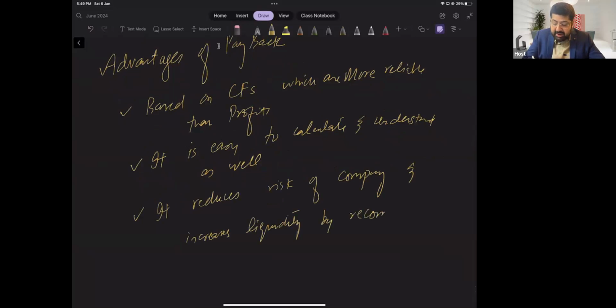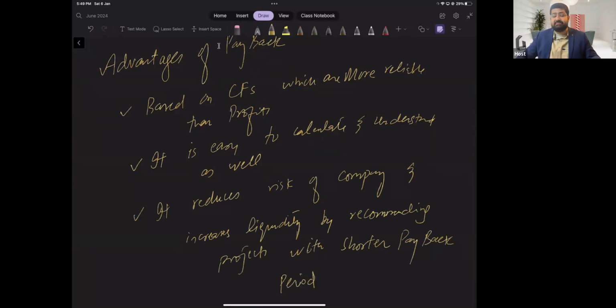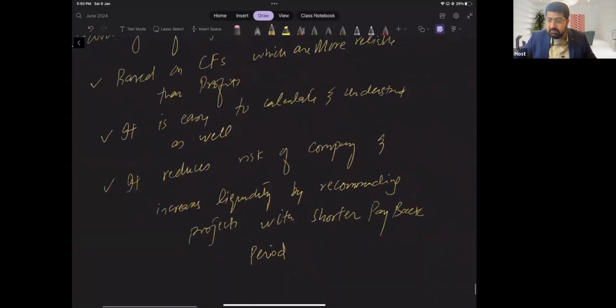by recommending projects with a shorter payback period. This method says you accept the project which has the shorter payback. Hence, it ensures liquidity, that you have your money back earlier. Risk is reduced as well, and liquidity is improved.